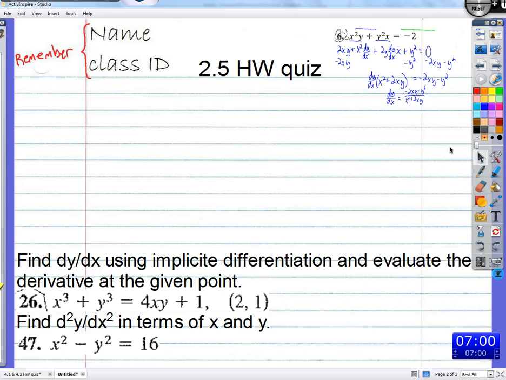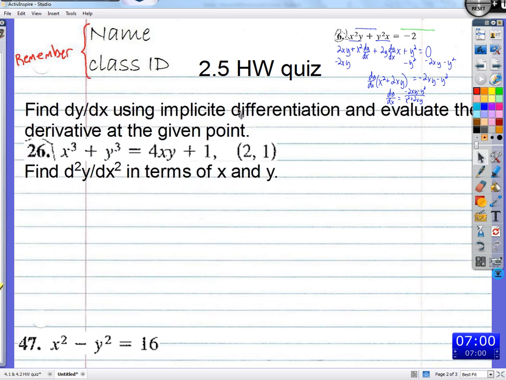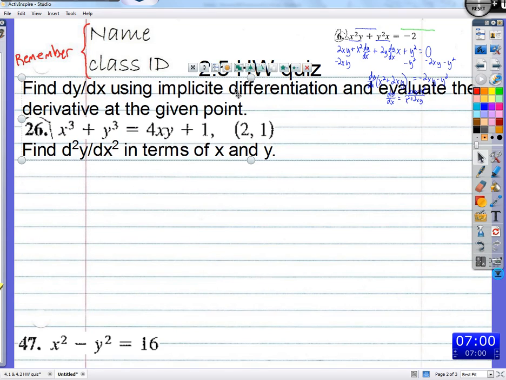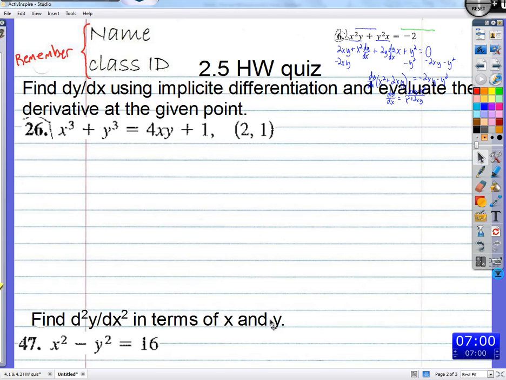Is that big enough that you can see it on the notes when I publish it? On the web, okay. Okay.